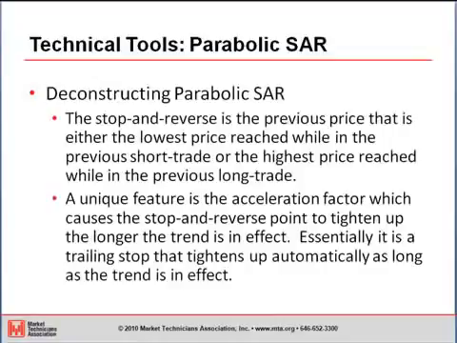Okay. To deconstruct the parabolic time price system, or the stop and reverse system, the stop and reverse is the previous price that is either the lowest price reached while in the previous short trade or the highest price reached while in the previous long trade. So you'll take that price and then add the unique feature of the parabolic system, which is an acceleration factor, a built-in method that causes that stop and reverse point to tighten up the longer the trend is in effect, i.e., if your original stop loss is 10%, by the time the trend ends, that stop loss may have fallen to 4% or even 3%.